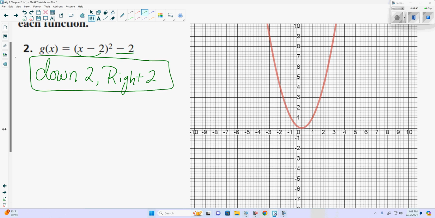Because the minus 2 outside would indeed be down 2. The x minus 2 inside the parentheses, left and right, opposite what we think. So it'd be right 2. So it's right 2, down 2. So every point on that graph would move right 2 and down 2.